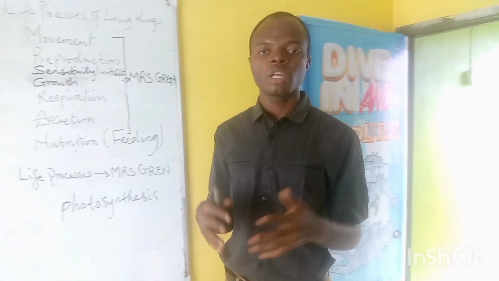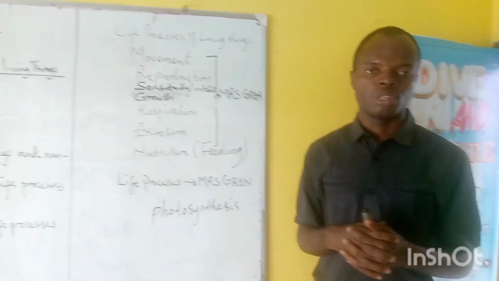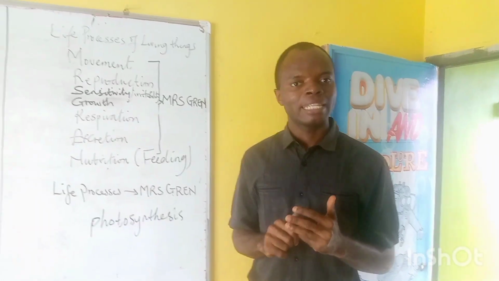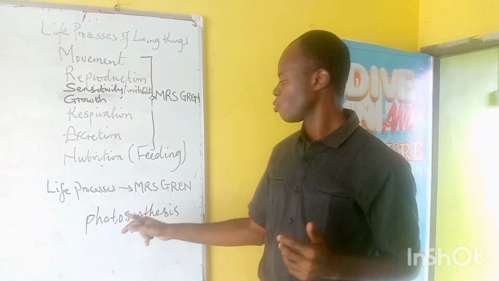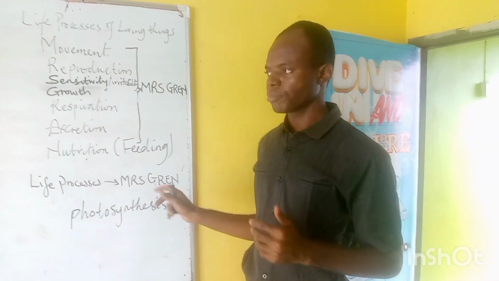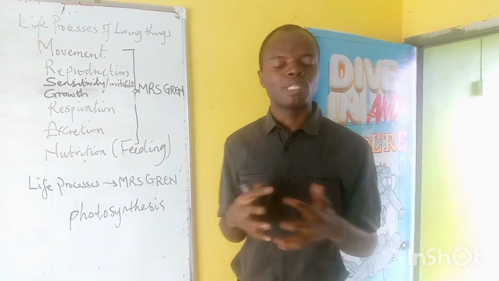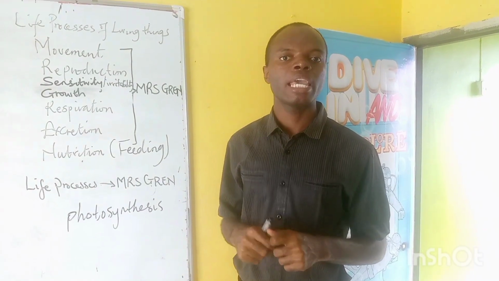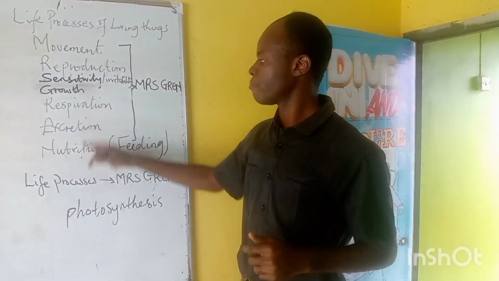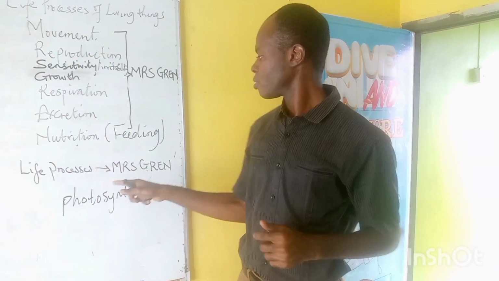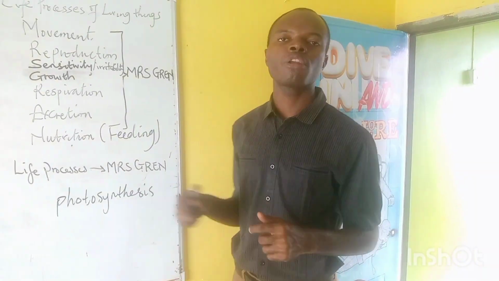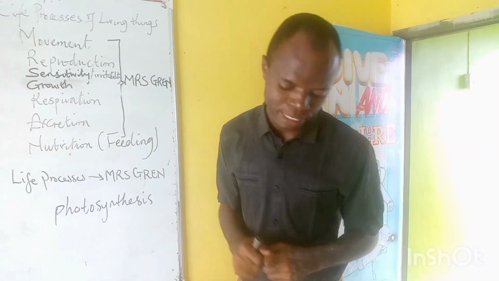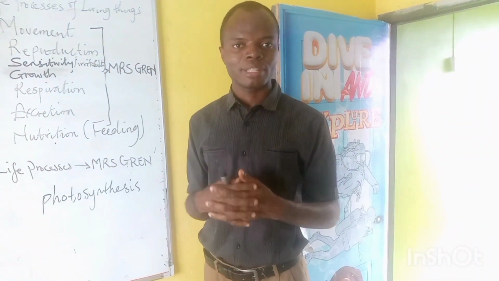question. In the course of our lesson today, you should be able to know what living things are. Living things are the things that show life processes in them, which are Mrs. GREN. Now, the difference between living things and non-living things. A living thing has the complete life processes in it, which is Mrs. GREN, while non-living things do not have the complete life processes, Mrs. GREN, in them.